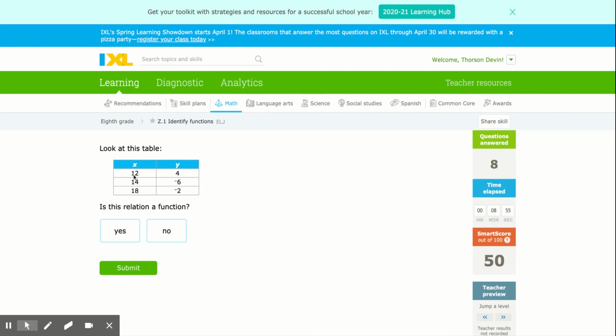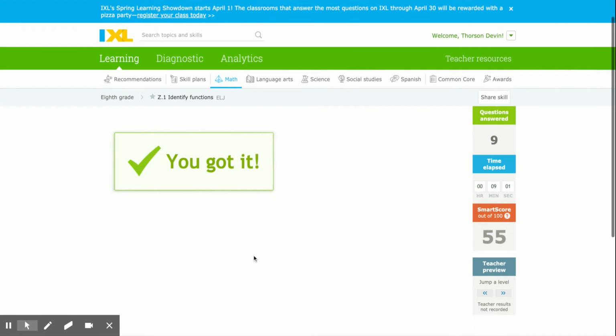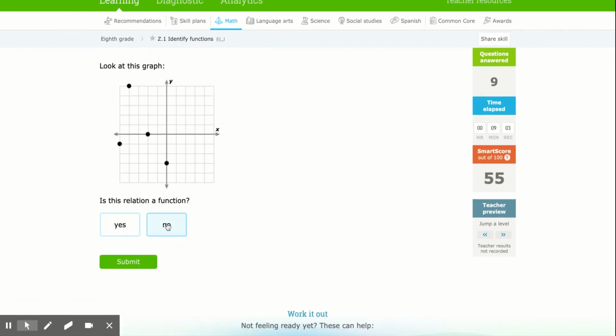12, 14, 18. I don't see repetition. 12 is not repeated, 14 is not repeated, 18 is not repeated. It is a function. It's when it's repetition that it's not a function.